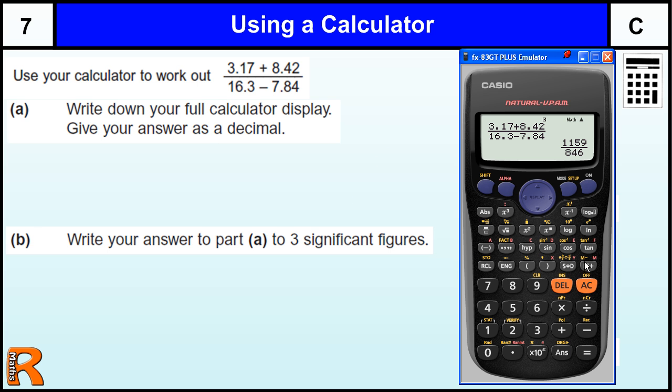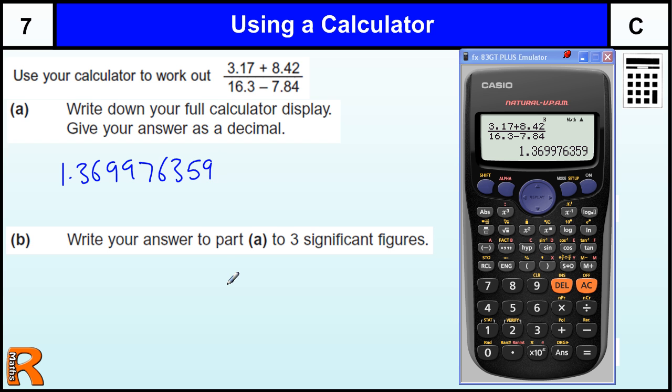Give your answer as a decimal, so 1.36997635 and 9 for 1 mark.